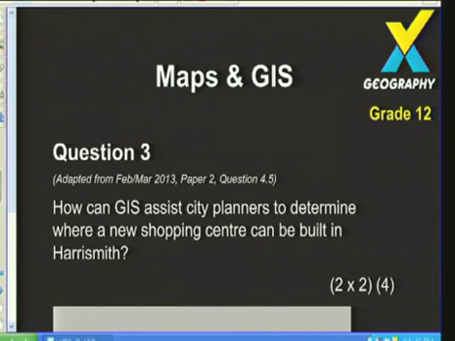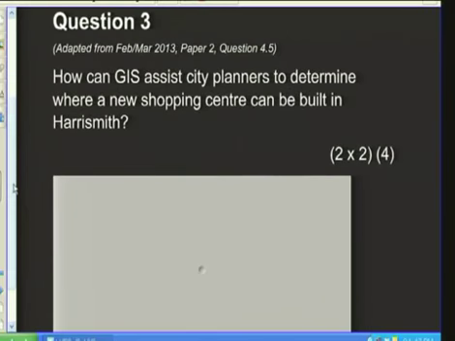Question number 3. Remember what we said about GIS. GIS is a decision-making tool. It's a whole bunch of information stored in your database that you access through the computer to make decisions. Here they're asking you to make a decision. They're saying, how can GIS assist city planners to determine where a new shopping centre can be built in Harrismith?